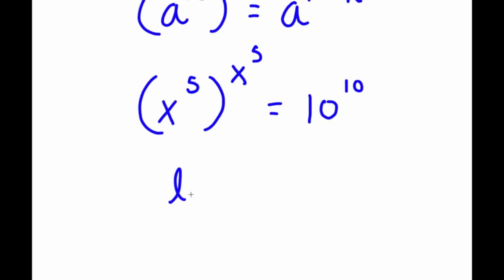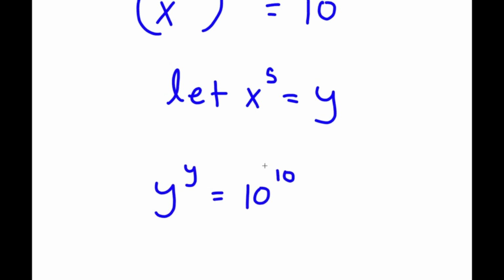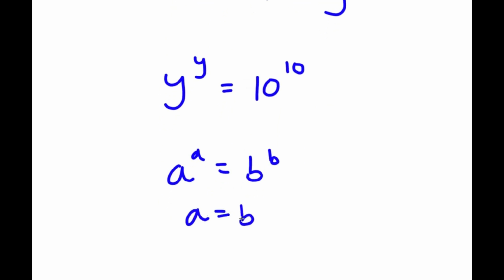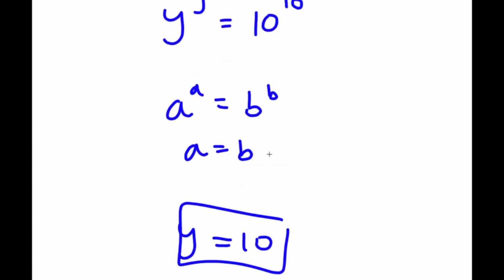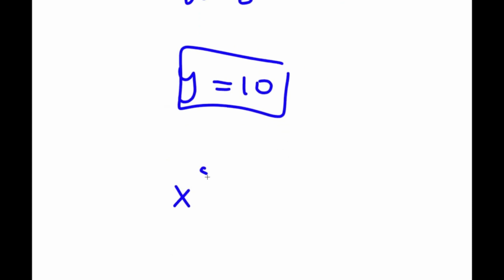Now, I'm going to let x to the power of 5 equal to the variable y. So now I have y to the power of y is equal to 10 to the power of 10. And if I have something in the form a to the power of a is equal to b to the power of b, this means that a is equal to b. So in this case, y is equal to 10. Now remember how we set y equal to x to the power of 5. So this means that x to the power of 5 is equal to 10.